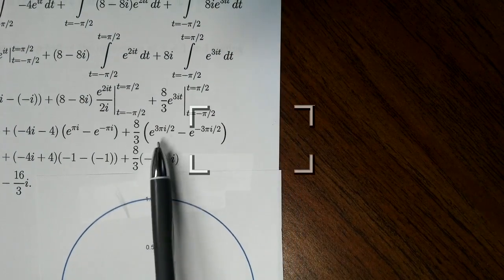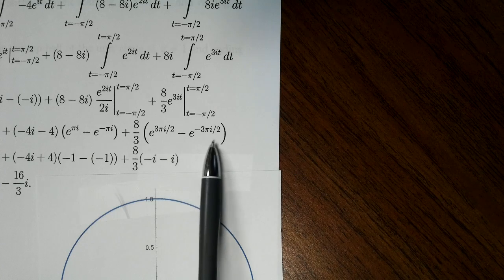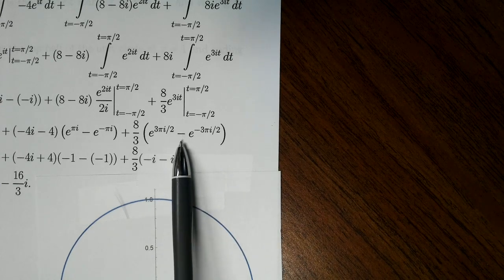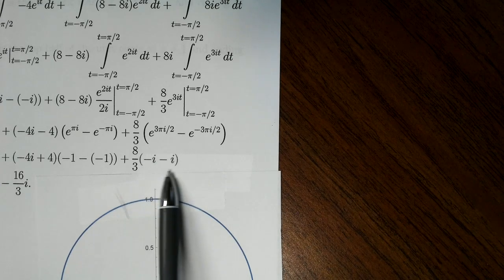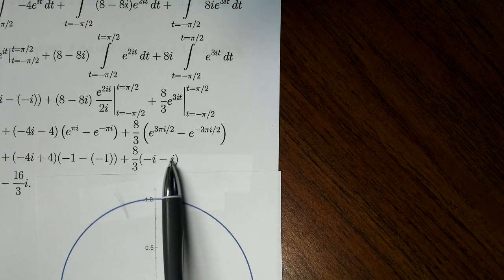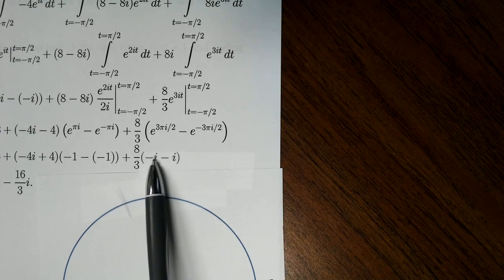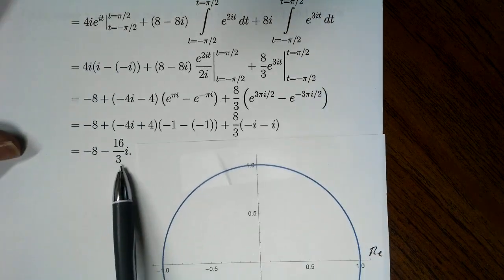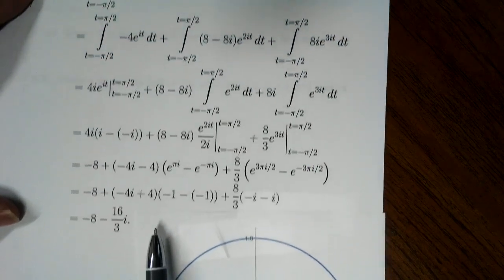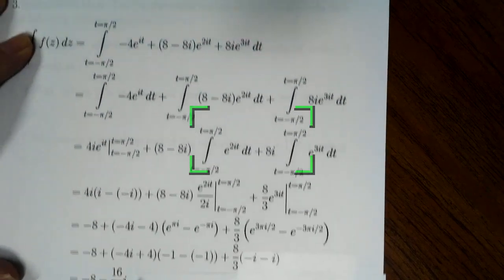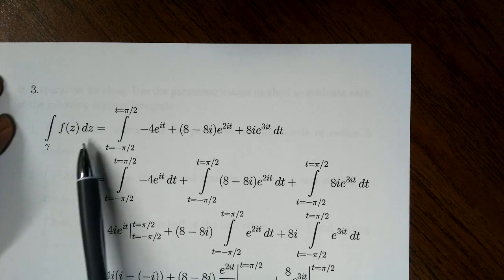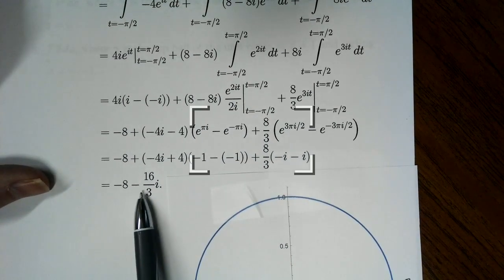So I'm going to have, this is minus i, this term right here without the minus sign is i, so this is going to be minus 2i. So 8/3 times minus 2i is minus 16/3 i. So that means the final value for the integral of f of z along that circular arc is minus 8 minus 16/3 i.